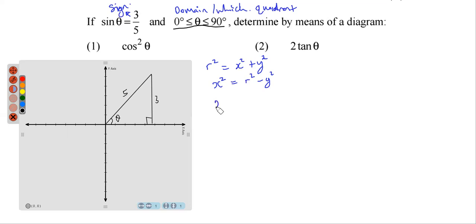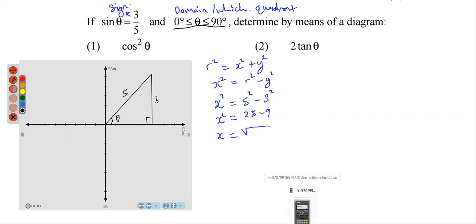So here x squared is going to be equal to 5 squared minus 3 squared, which is 25 minus 9. So x is going to be equal to the root of 25 minus 9, which is 16.